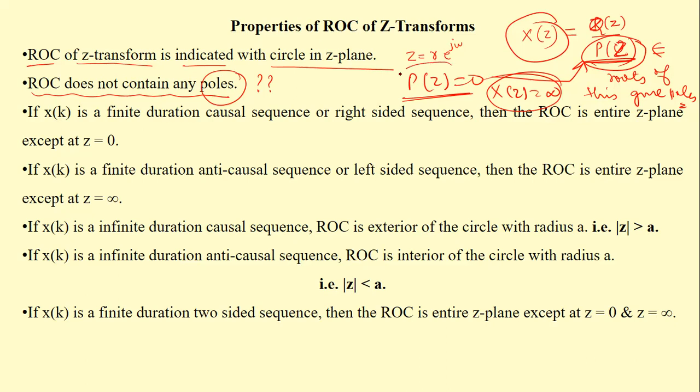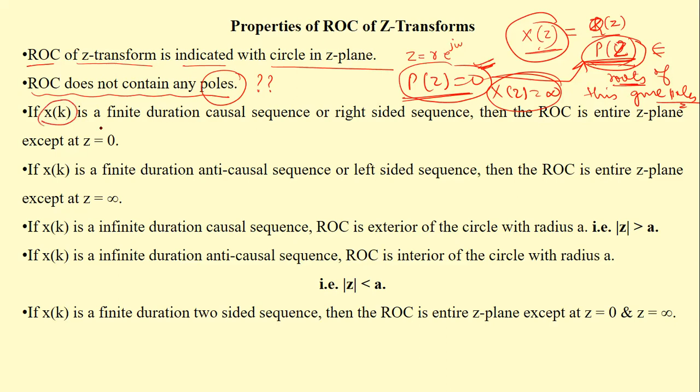Poles are obtained by putting the denominator part of the transfer function of a discrete time sequence equal to 0. When we put the denominator of a given transfer function of a discrete time system equal to 0, we get the roots, and the roots of this will give us poles. If it is so, then X(z) will become infinity. But ROC says that the z transform should converge. It is not converging here. So ROC does not contain any pole.